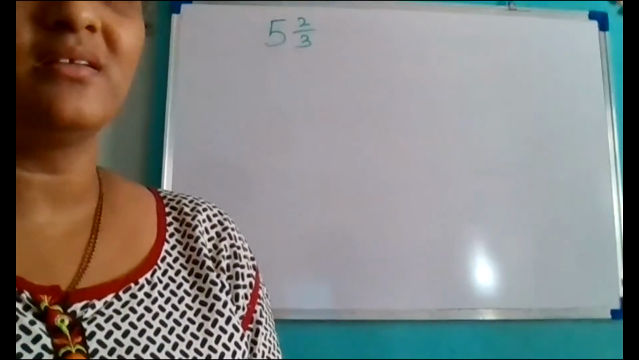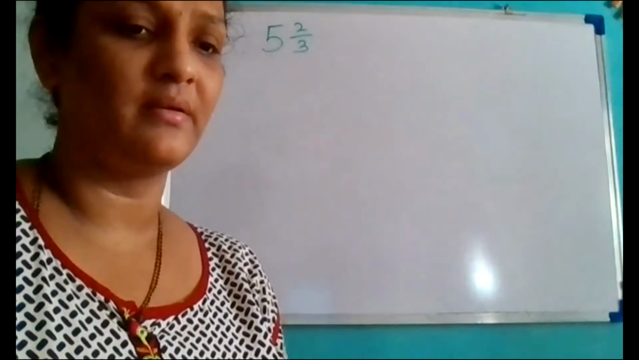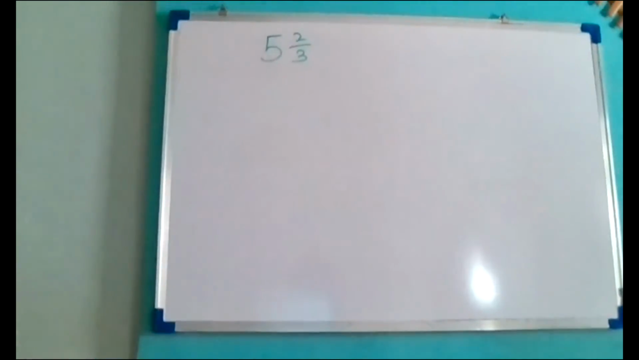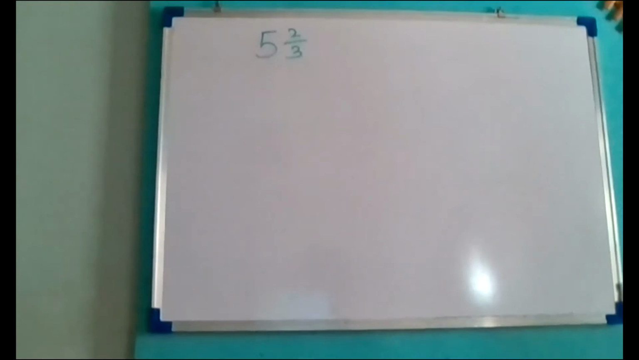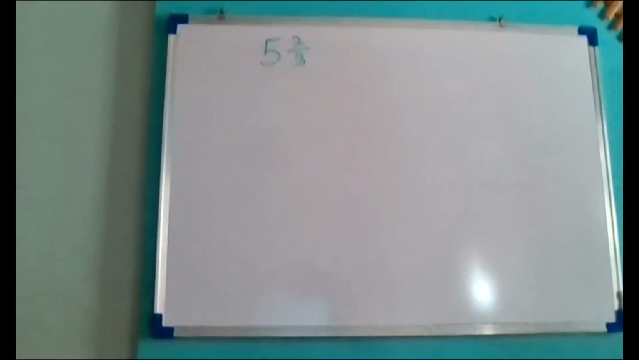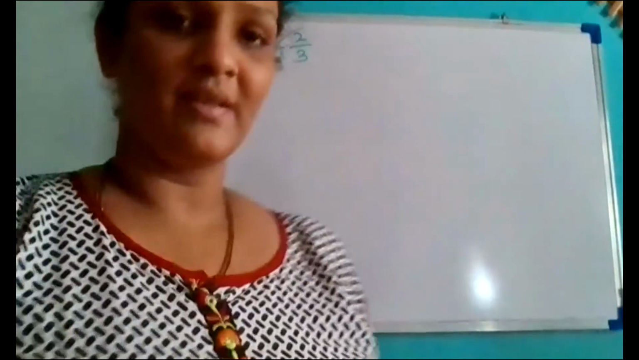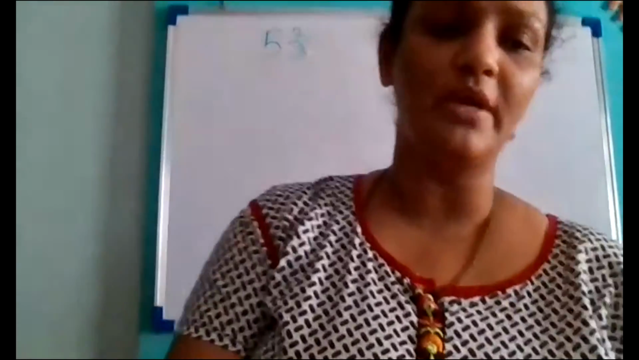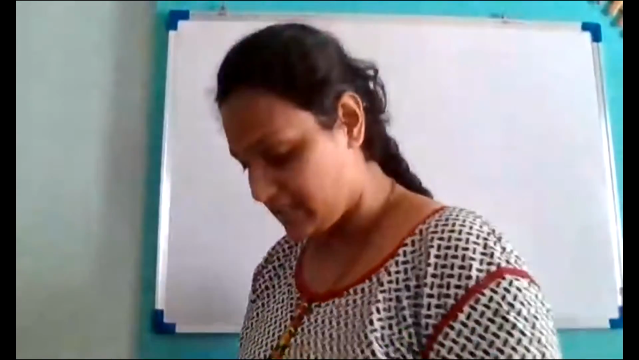Ma'am, just give me 1 minute. Ma'am, you're on mute. What is your answer? 17 upon 3. Okay, correct. Now one more fraction I'm giving you.